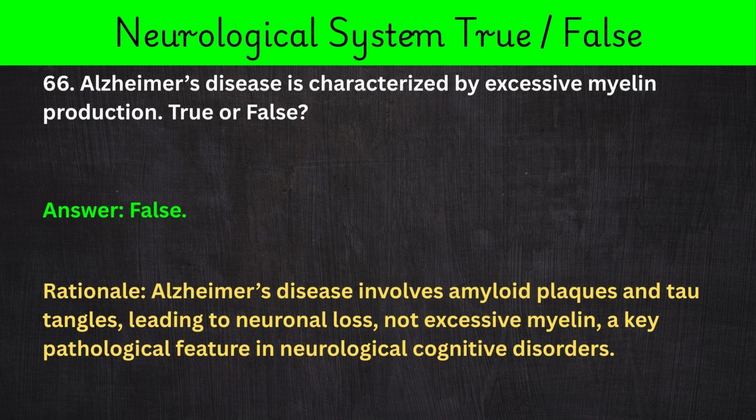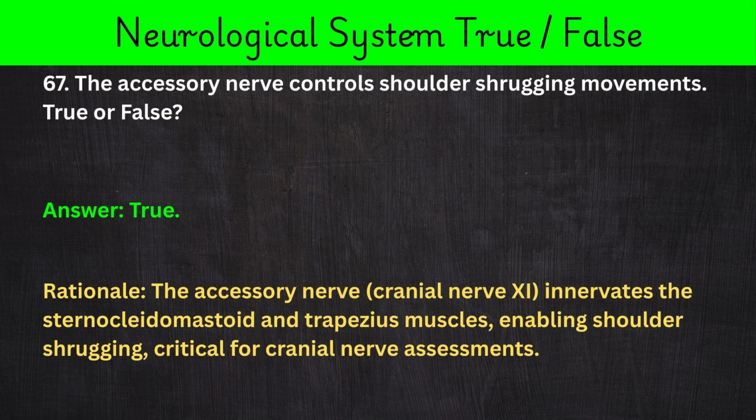66. Alzheimer's disease is characterized by excessive myelin production. True or false? Answer: false. Rationale: Alzheimer's disease involves amyloid plaques and tau tangles, leading to neuronal loss, not excessive myelin, a key pathological feature in neurological cognitive disorders.